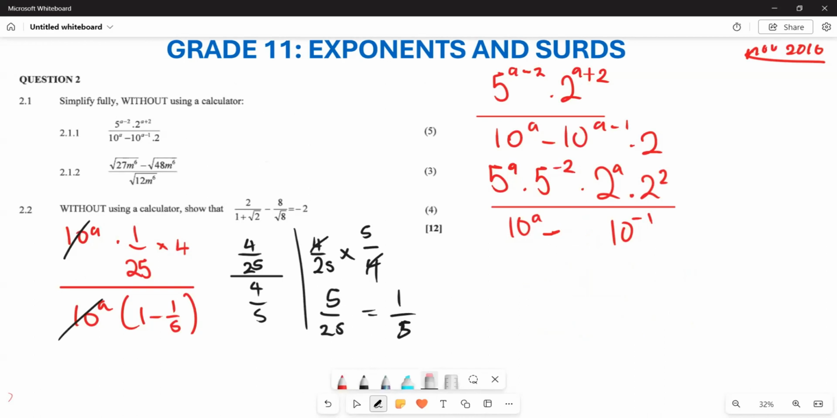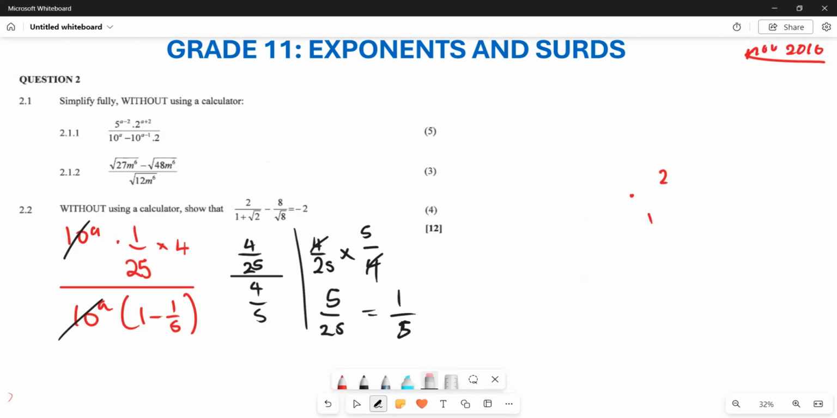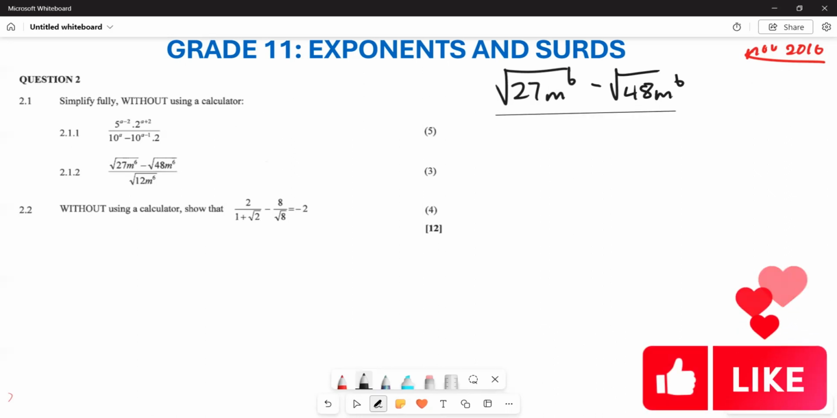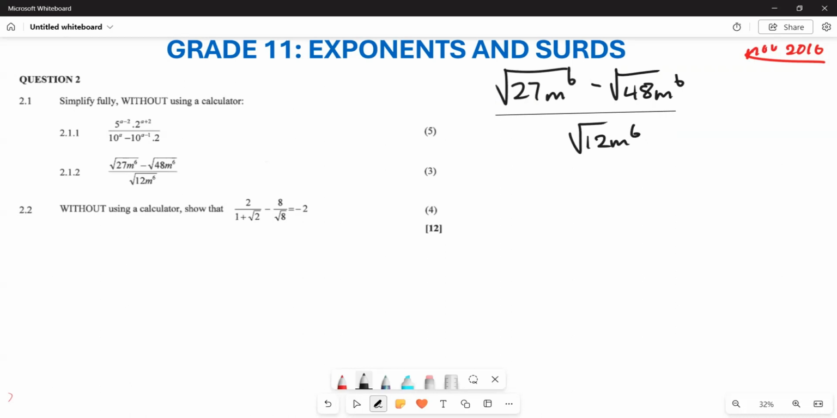Now let's move swiftly along to the second question and look at what you can do in there. In this one, you're having root of 27, right? So let's write this: root of 27 m to the power of 6, subtract root of 48 m to the power of 6, divided by root of 12 m to the power of 6.